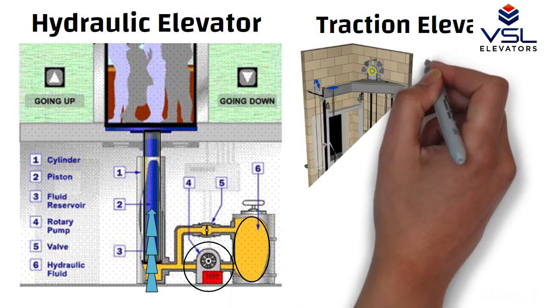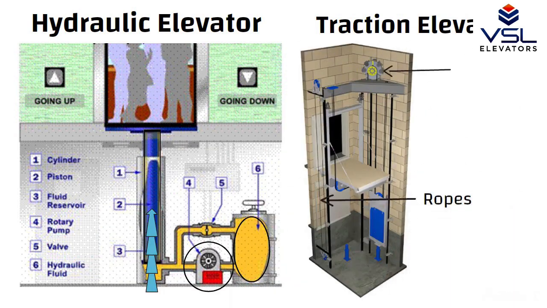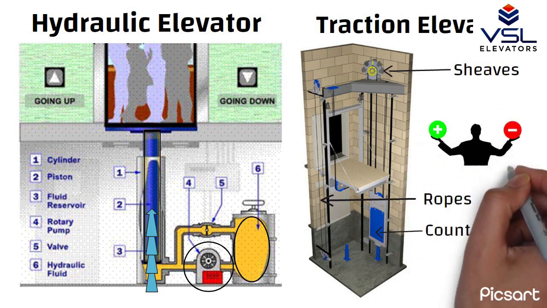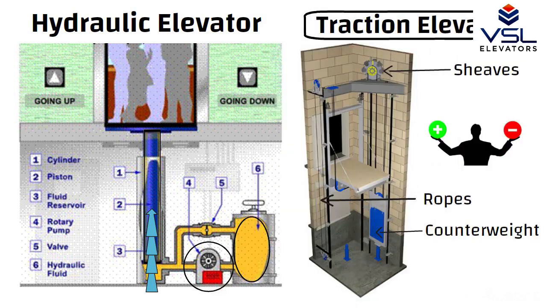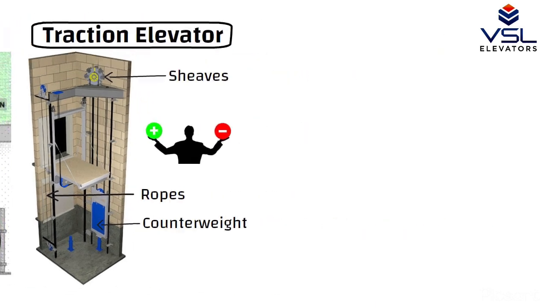On the other hand, traction lifts use ropes, sheaves, and counterweight for moving up and down. Both systems have their own set of pros and cons. Traction elevators are the most widely used elevators all over the world.